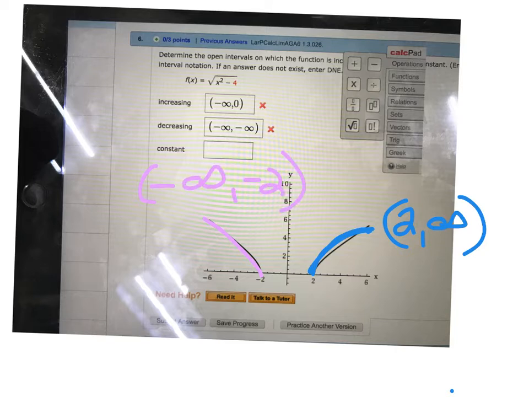Both of those are going to get a parenthesis because increasing and decreasing can't have a bracket, right? A point can't be increasing or decreasing. If it was solid across here, like let's say this went like this, that would be constant. And it would be from negative 2 to positive 2, but because those points are shared by another interval in which it is increasing or decreasing, those also get parentheses.